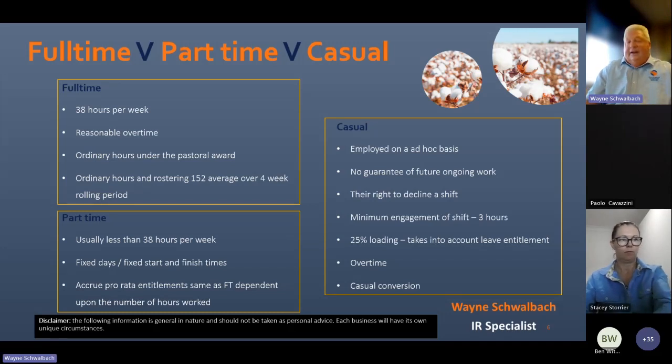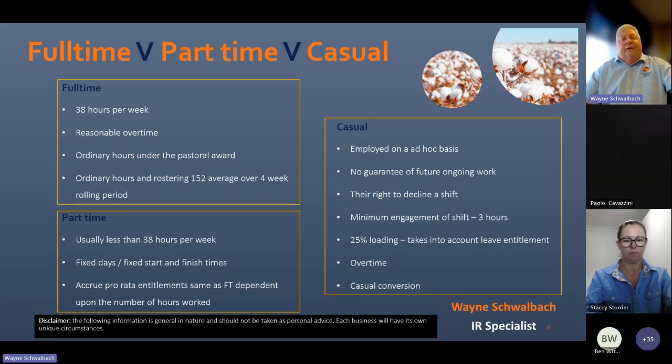Casual conversion. So casual conversion is currently for a small business. So in other words, a small business is an employer with less than 15 employees. So in other words, 14 or less. And that includes the owners of the business. Doesn't matter about your turnover. Your class is a small business. Currently, you don't have to do casual conversion. You can just keep them on as a casual.